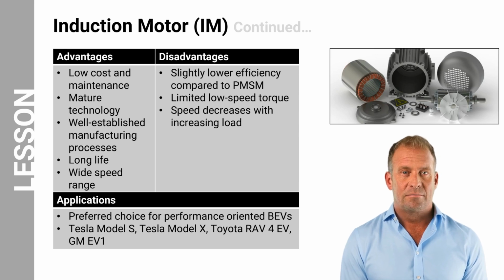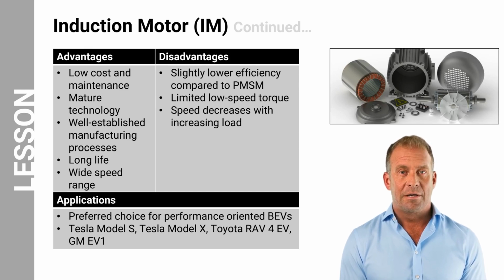However, IMs have some disadvantages compared to PMSMs, such as slightly lower efficiency, limited low-speed torque, and a decrease in speed with increasing load. Despite these limitations, induction motors are the preferred choice for performance-oriented battery electric vehicles, with notable examples including the Tesla Model S, Tesla Model X, Toyota RAV4 EV, and the iconic GM EV1.